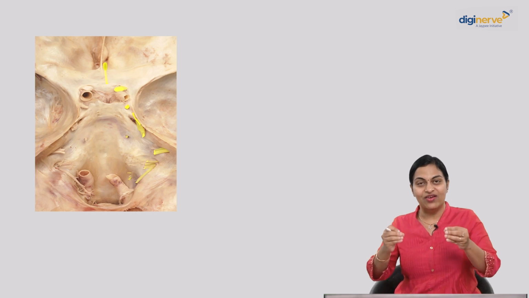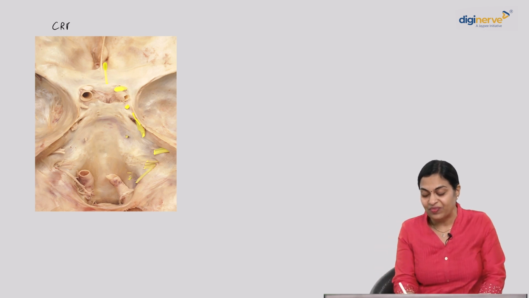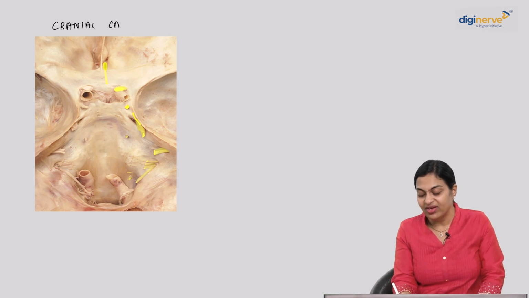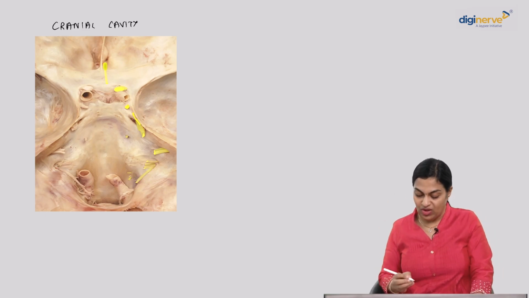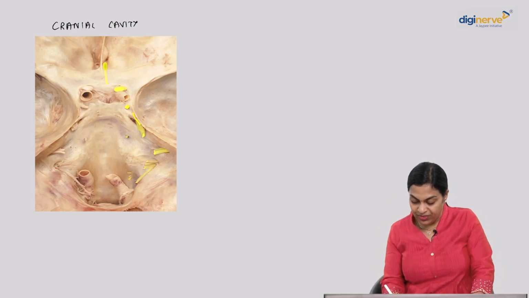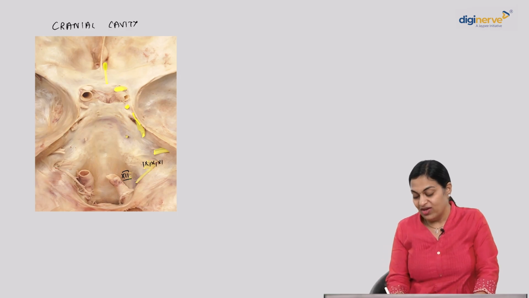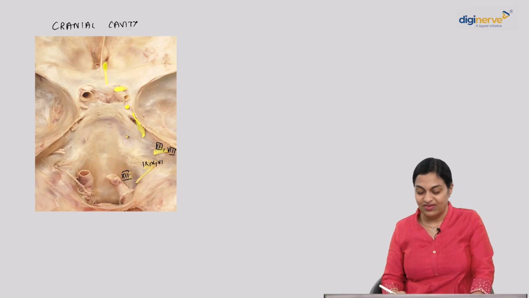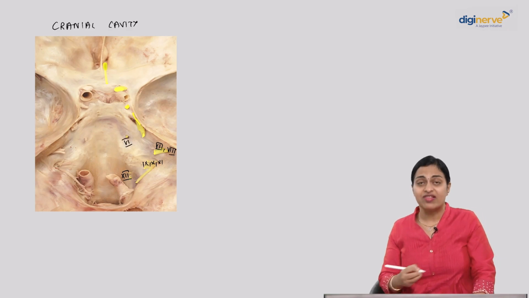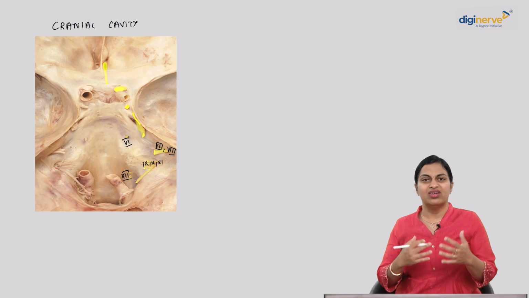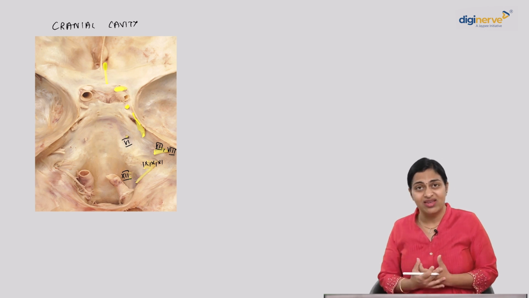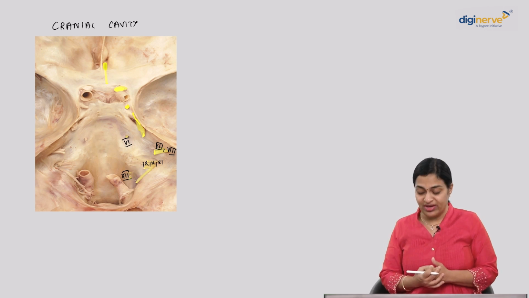Now you see the cranial nerves in the cranial cavity. Let's identify. Here again, these are the rootlets of the hypoglossal nerve. In the jugular foramen, 9th, 10th and 11th, over the internal acoustic meatus, 7th and 8th cranial nerve. This is the 6th cranial nerve. Whenever the intracranial pressure increases, this one gets commonly affected.